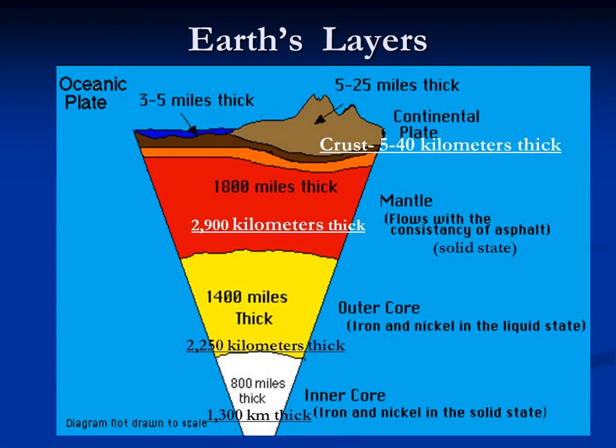Again, here is the summary of the Earth's layers. We have the three major layers: your crust, your mantle, and then your core. The crust is the thinnest layer. If you look at it here, it's only 5 to 40 kilometers thick compared to the 2,900, 2,250, and 1,300 kilometer thickness of the other layers.